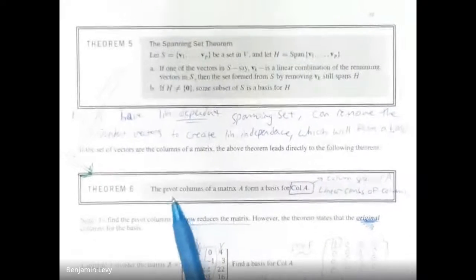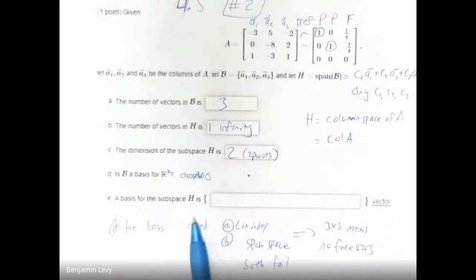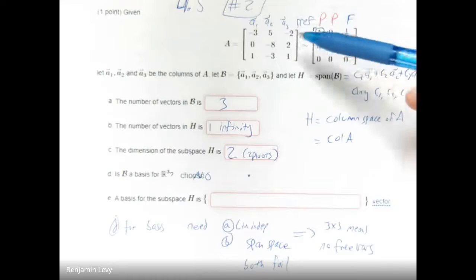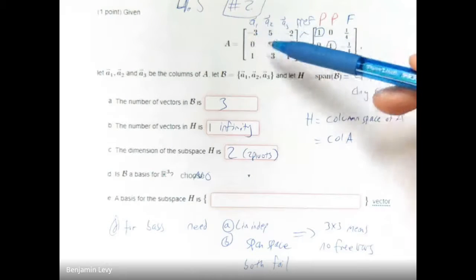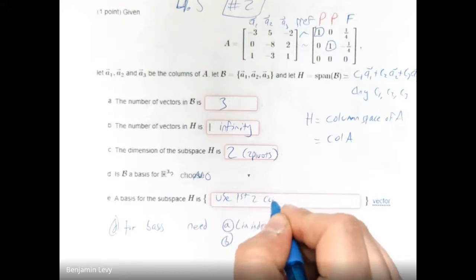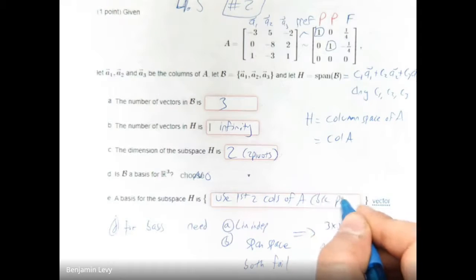What we said was the pivot columns form a basis for the column space. And so if we want a basis for the column space in this case, then we want to use the first and the second column because those are where the pivots are. And so we don't use those columns. We go to the original one and use those two. And so I'm not going to write that out, but we'd use the first two columns of A because they're the pivots.